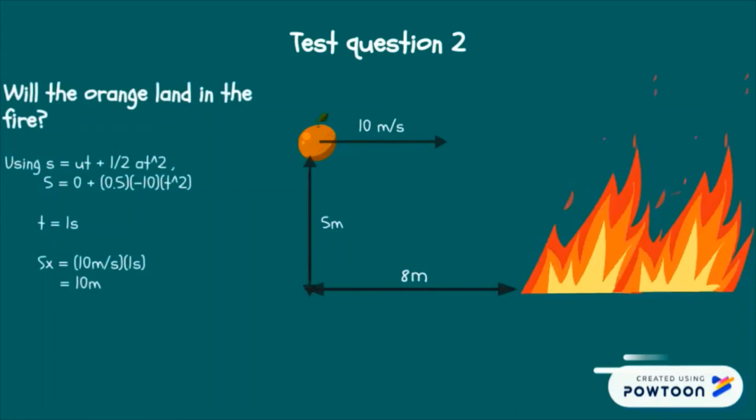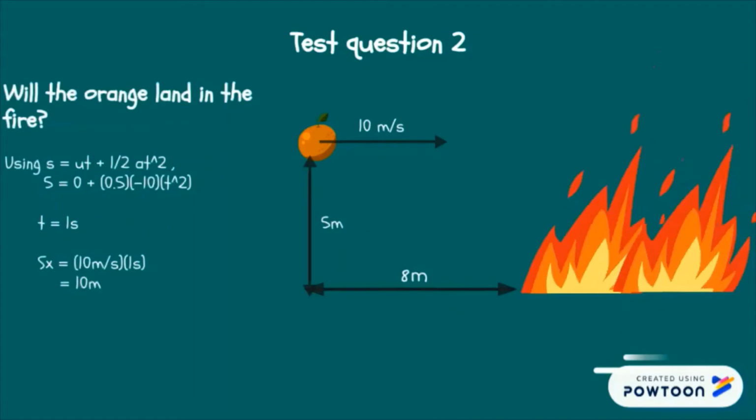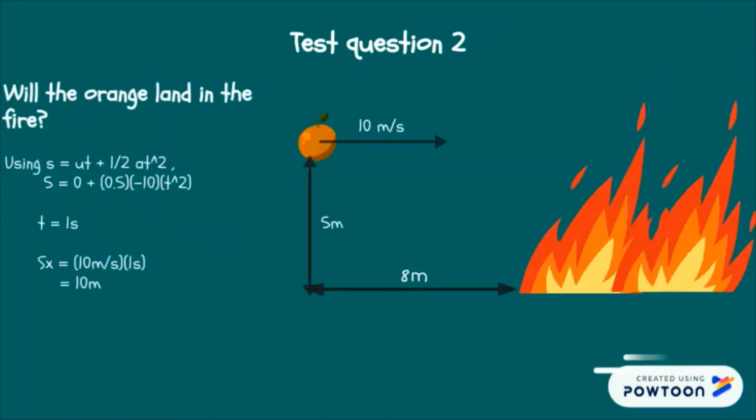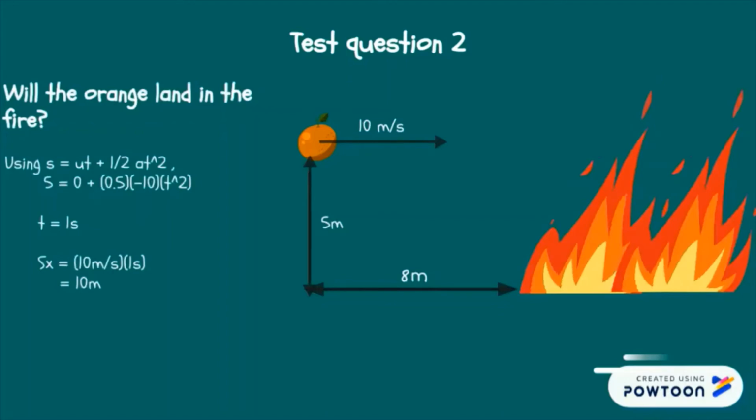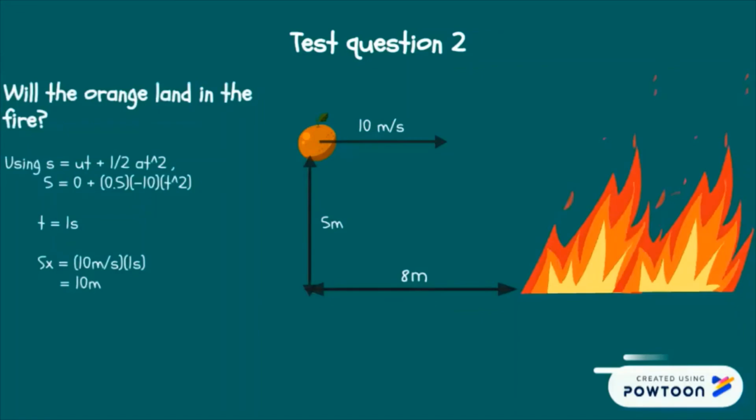Well, again, the variable that we have to find here is the total time that the orange is in motion. Since we know that the vertical displacement of the orange is negative 5 meters as it moves down 5 meters from the height of the raised platform, we can sub into our equation s equals ut plus half at squared. We get negative 5 equals 0, since the initial vertical velocity of the orange is 0, plus half at squared. And we get the time to be 1 second.